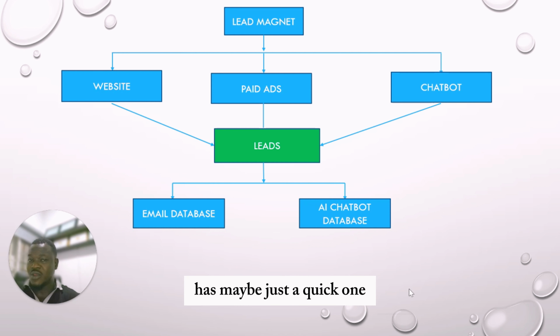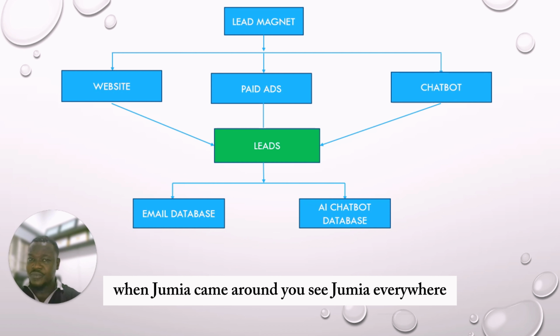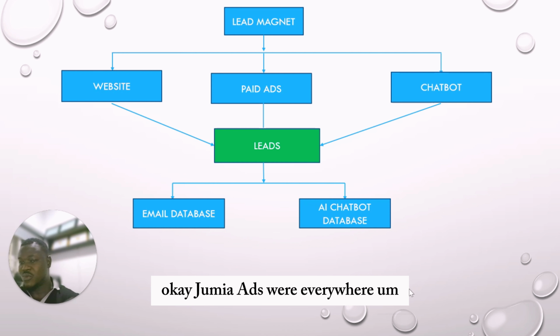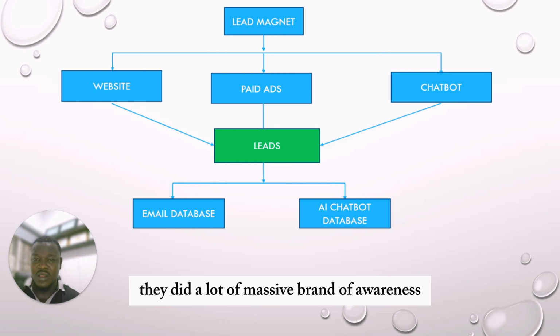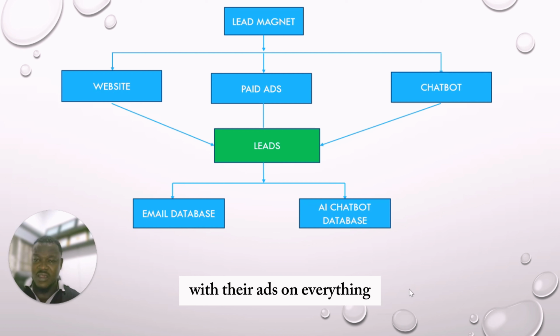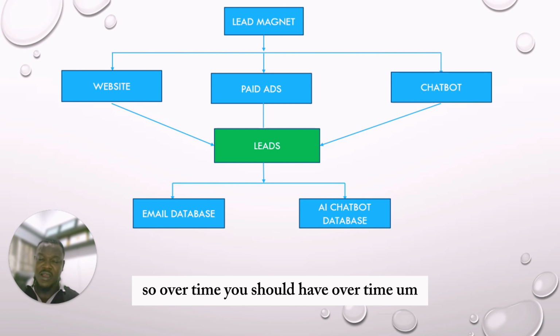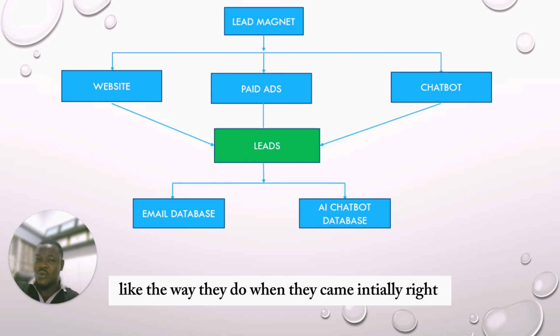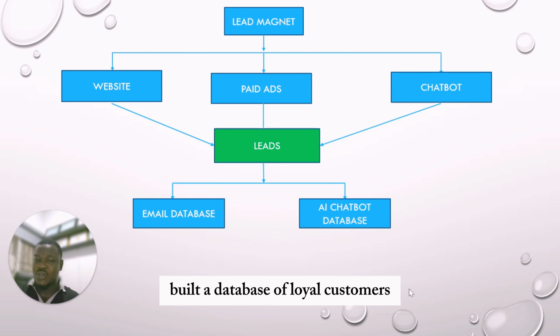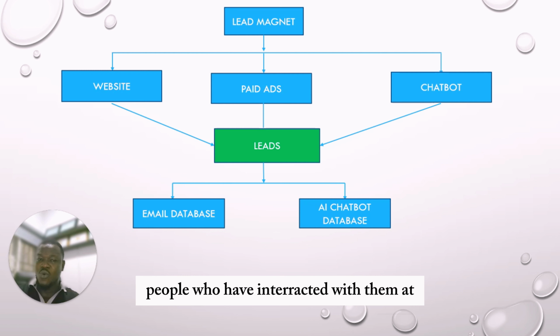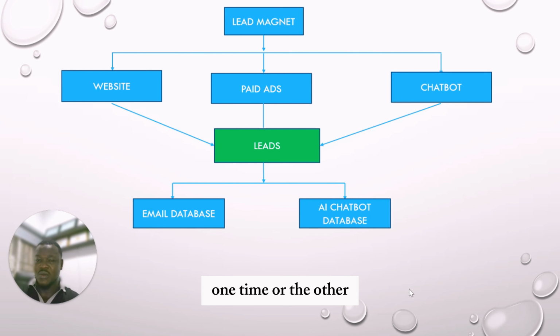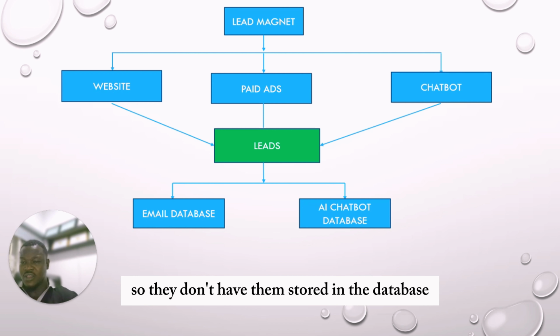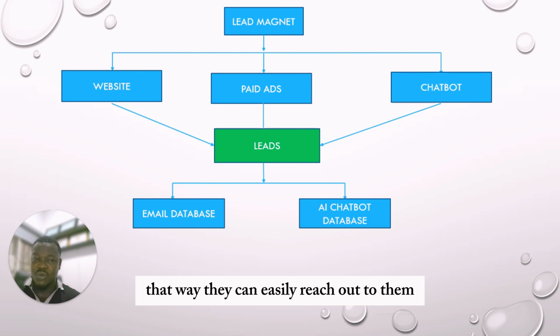For instance, just a quick one. When Jumia came around, you saw Jumia everywhere. Jumia ads were everywhere. They did a lot of massive brand awareness with their ads. Over time, you see that they don't run ads the way they did when they came initially, right? Why is this? This is because they have now built a database of loyal customers. They have built a database of email leads, a database of SMS leads, people who have interacted with or bought from them at one time or the other. So they now have them stored in their database. That way they can easily reach out to them without having to run adverts.